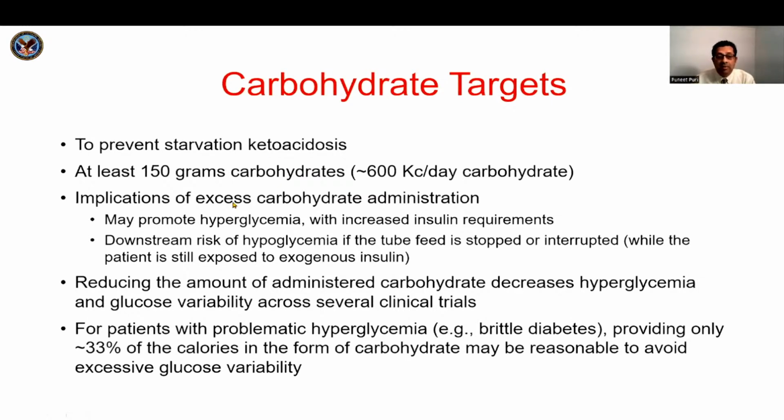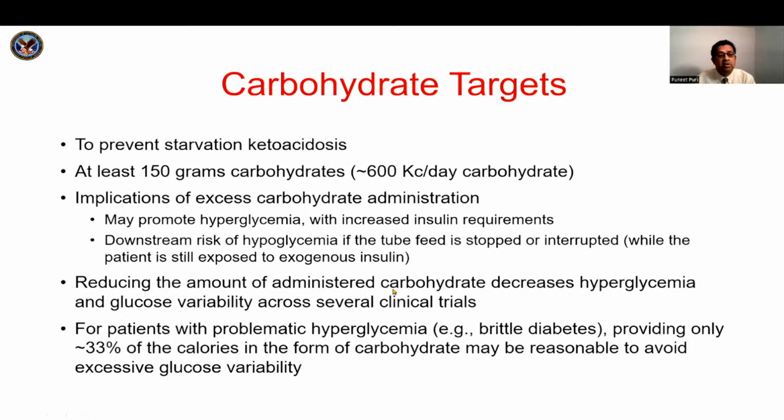There could also be implications of excess carbohydrate. If administered beyond 300 grams, it may promote hyperglycemia and an increase in insulin requirements, which could have a downstream risk of hypoglycemia in situations commonly seen in critically ill liver patients, where tube feeds are stopped or interrupted for a variety of reasons, and the patient is still exposed to exogenous insulin.